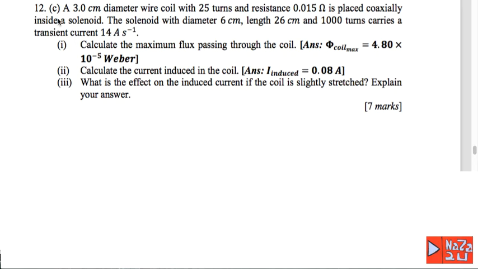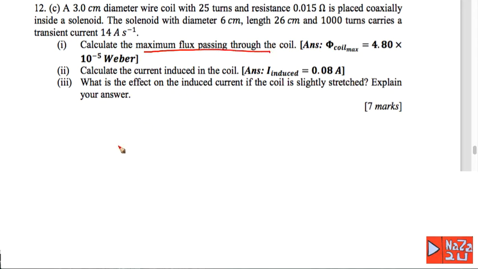Okay, number 12. A 3 centimeter diameter wire coil with 25 turns and resistance 0.015 ohm is placed coaxial inside the solenoid. The solenoid with diameter 6 centimeter and length 20 cm and 1000 turns carries a transcurrent of 14 ampere per second. So first is to calculate the maximum flux passing through the coil.